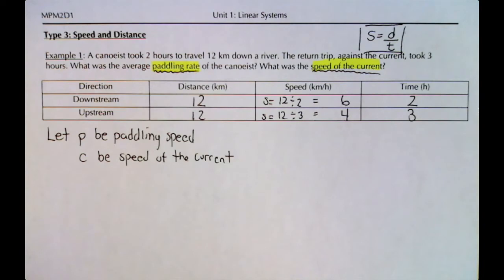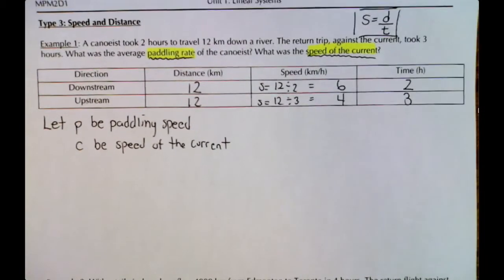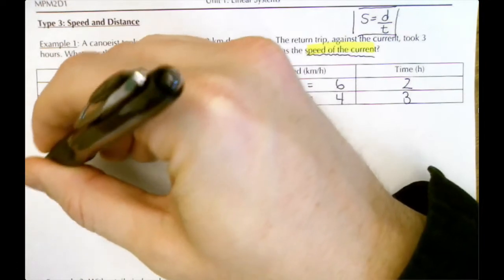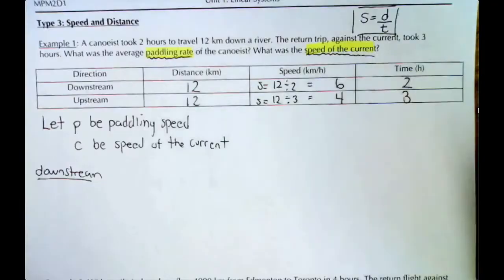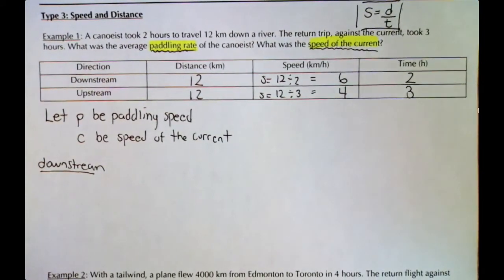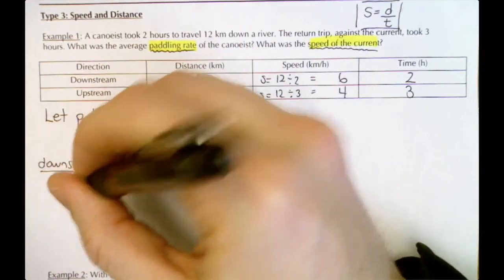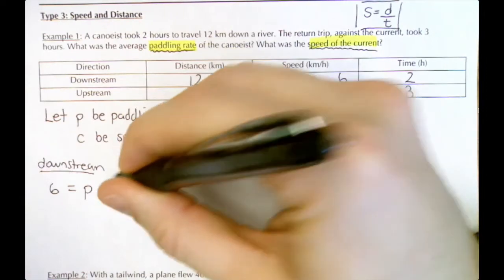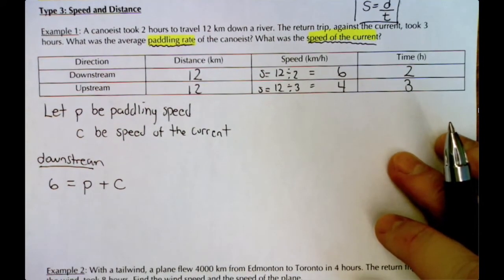So how do we solve for the paddling rate and the speed of the current? Well, we use information from downstream and upstream. We can write an equation for downstream, and we can write an equation for upstream. So let's look at downstream first. When you're going downstream, your speed is 6. You're going 6 kilometers an hour. And that comes from 2 places. How much you paddle, plus the current is pushing you as well. So the 2 speeds are working together.